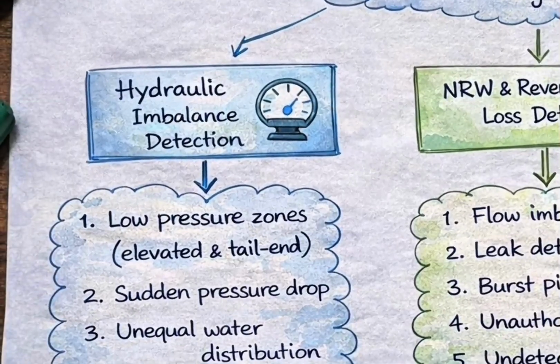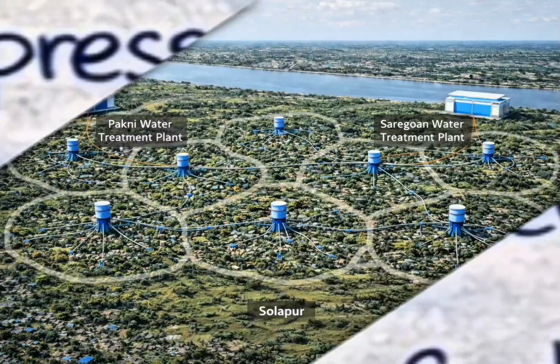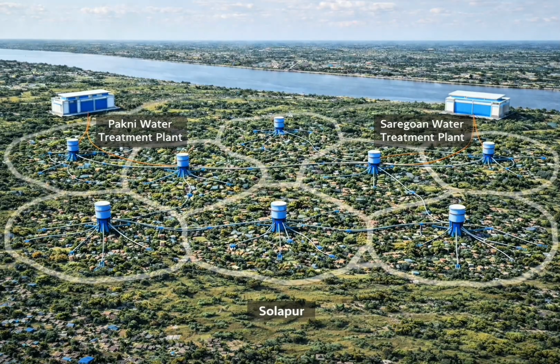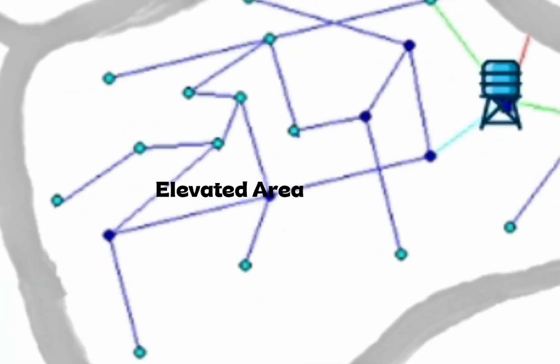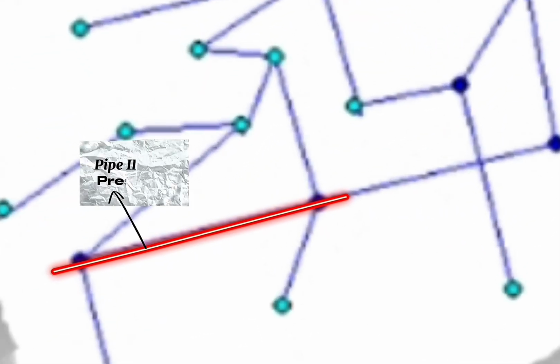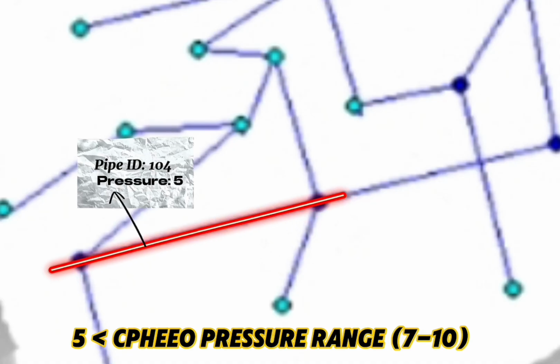Now let us examine a similar condition in an elevated zone. Low pressure is not limited to tail-end zones. Elevated areas also experience insufficient supply due to height-related pressure loss. Let us consider Zone 2. In the EPANET model, this pipe records a pressure of 5 meters. As per CPHEEO standards, this remains below the required threshold. Our system evaluates pressure values.